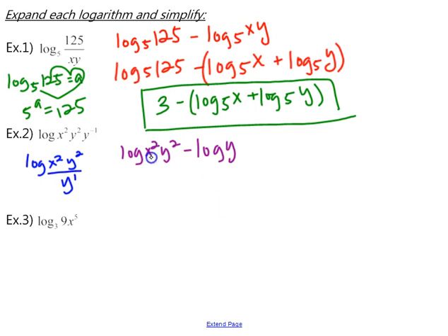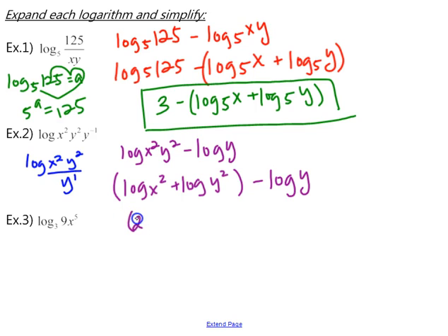Then we need to take care of this multiplication. So we have log base 10 of x squared plus log base 10 of y squared. And again, so that we can make sure that this is grouped together on the top, let's put parentheses around that, and then we're going to subtract log base 10 of y. The last step is taking these exponents and bringing them down front as a coefficient using the power rule. So we have 2 log base 10 of x plus 2 log base 10 of y minus log base 10 of y. And this is going to be our final answer.